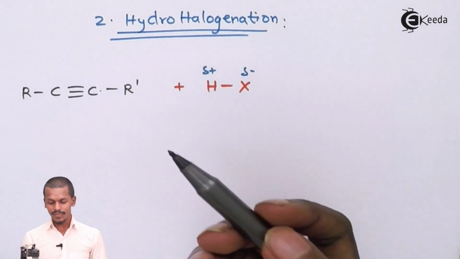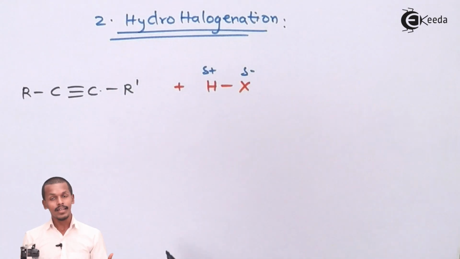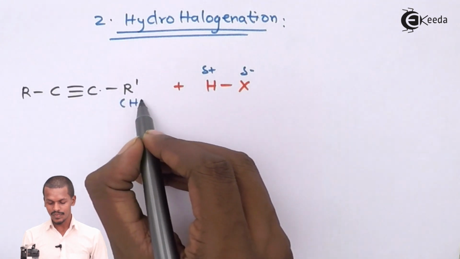So in that case, what will happen? Suppose I am considering that this R dash is a hydrogen atom, so I would write over here, suppose it is a hydrogen atom.